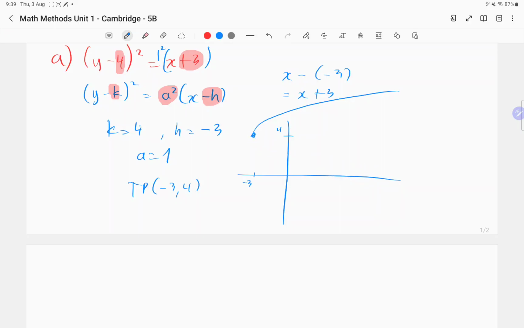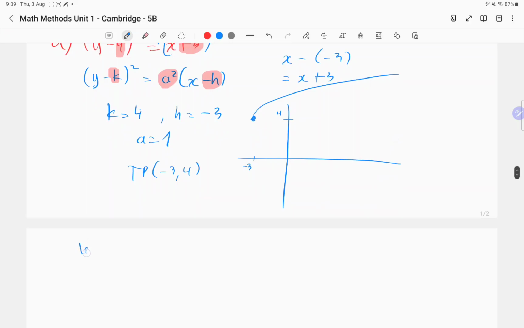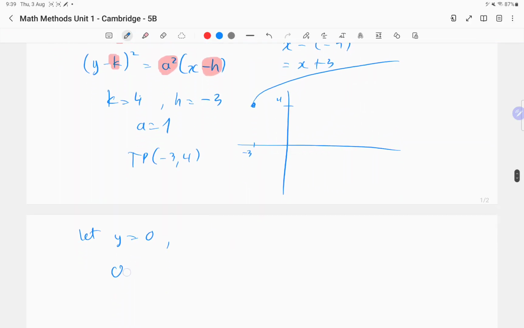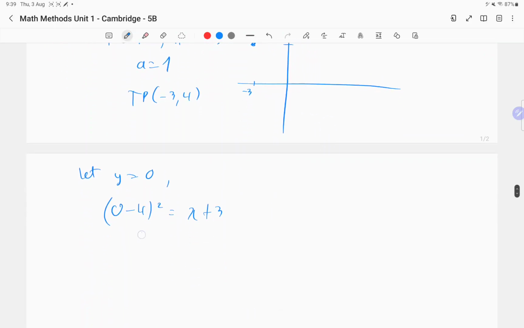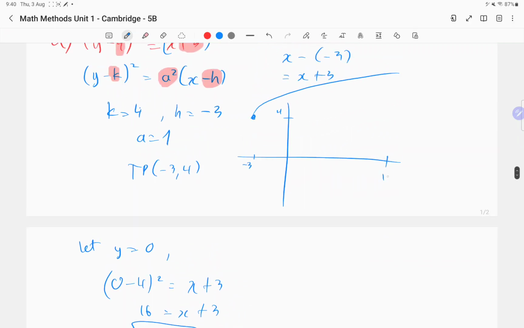But would it cross through the x-axis? I'm not sure, so let's test that out. On the x-axis, let y equal 0. Then you get (0 minus 4) everything squared equals x plus 3. So negative 4 squared is 16 equals x plus 3, so 13 equals x. This is the x-intercept. Let's say it's roughly somewhere around here. So yes, it does cross the x-axis at the point 13.